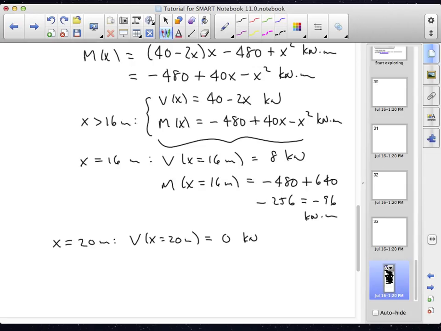By the same token, if we take a look at the bending moment at x equals 20 meters, you'll notice that we have minus 480 plus 40 times 20, which is plus 800, minus 20 squared, and that's minus 880 plus 800, or minus 80 kilonewton meters, which exactly matches the discrete couple applied at the end. So again, this is a nice way of checking that what we've done is consistent with the way the beam is loaded at the end. If we move from left to right with our expressions, we should match the discrete loads that are applied at the end of the beam.